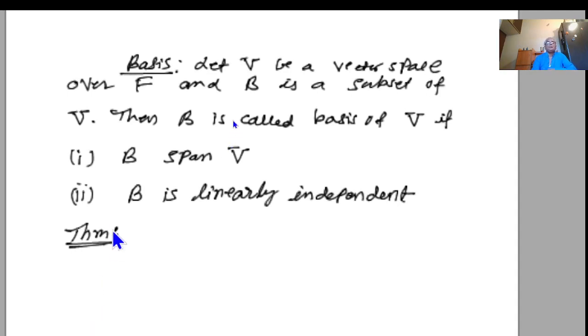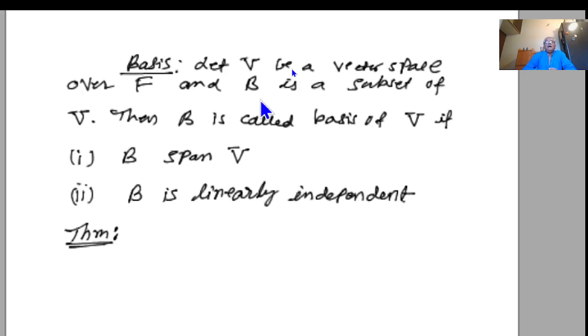By the definition of a basis, a subset B of a vector space V is called a basis if these two conditions are satisfied. And there may be many such sets, that is, B1, B2, B3, B4. These may all be bases for V. That is, all these sets span V, and if they are linearly independent, then all of them are bases. So that means a vector space need not have only one basis. There may be more than one basis, that is, many bases are there.